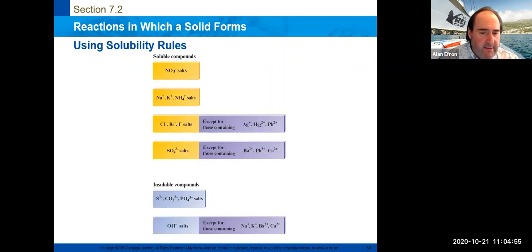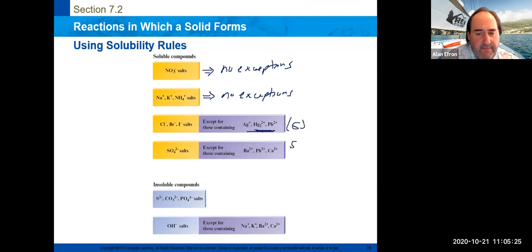Question on that? Here's another version of it, which might be a little bit easier. Again, our nitrates are soluble, no exceptions. Group 1 and ammonium, also no exceptions. And then here's our chloride, bromide, iodide with our 3 exceptions. So if you find yourself over here on the purple side, it is going to become solid. On the yellow side, it will become aqueous.